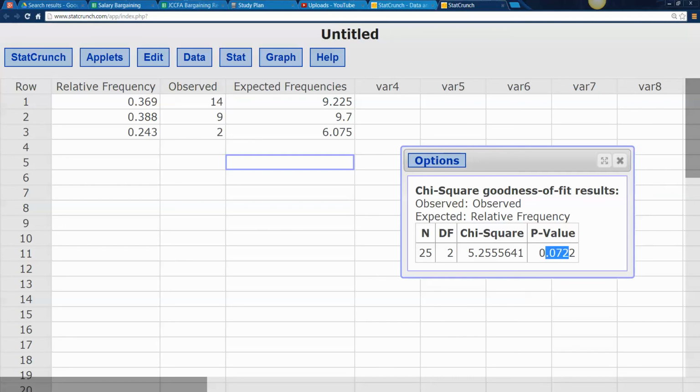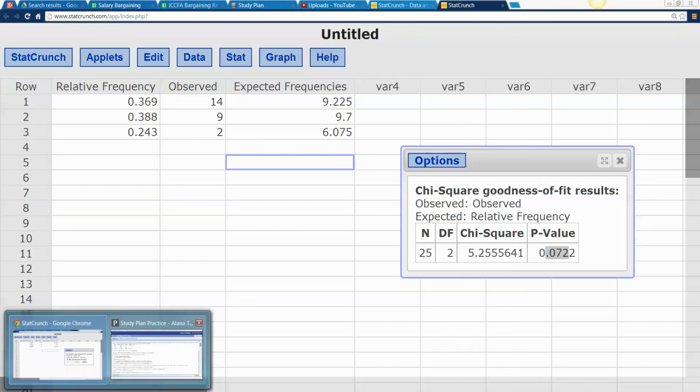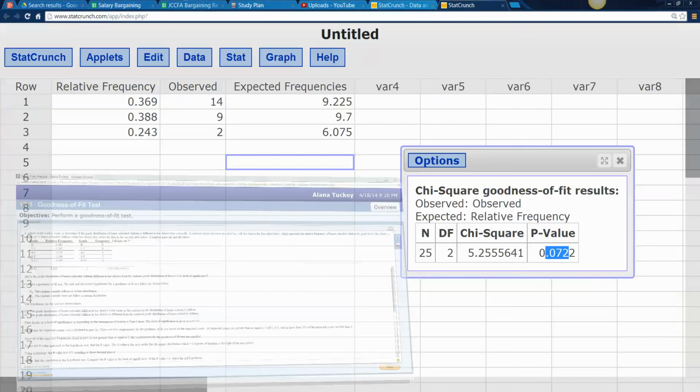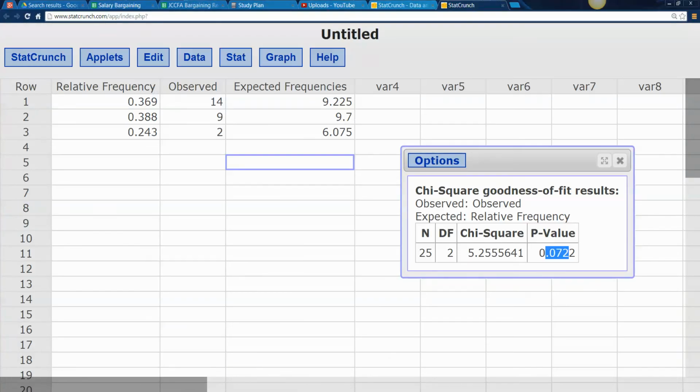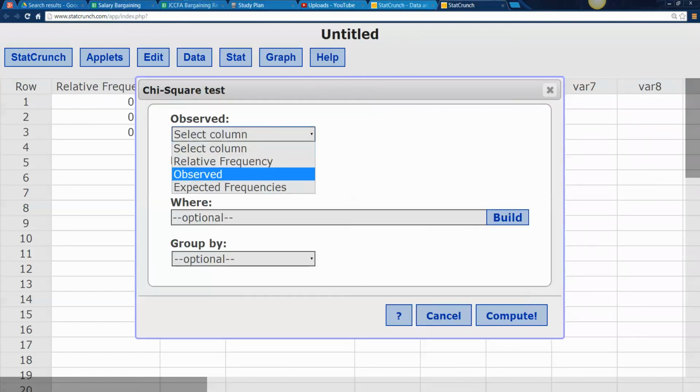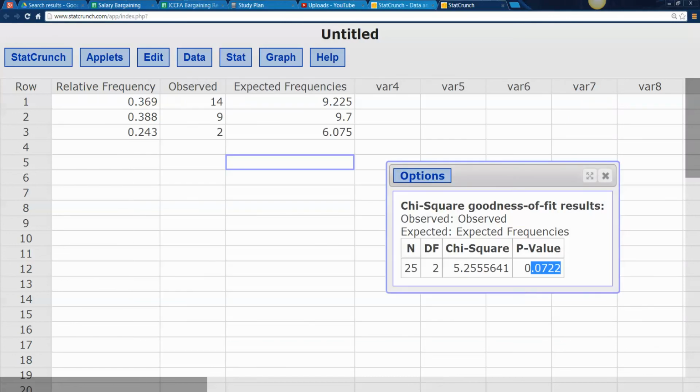The p-value is 0.0722. Let's see if that matches up with what they give. 0.072 right there down at the bottom. So that's perfect. That's how to run the chi-square test for goodness of fit for this data. You first had to combine the data into fewer columns, and then you could run the chi-square test from that. As a side note, you can run the chi-square test from either one. Last time I did relative frequency, so this time I'll do the expected frequency, and we come up with the same answer, 0.0722.